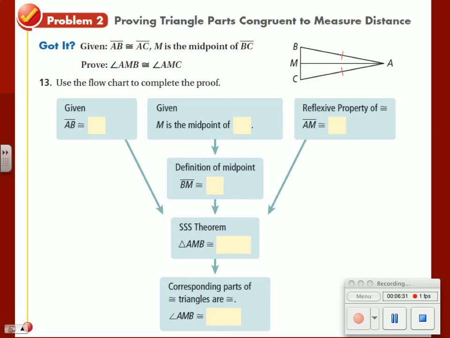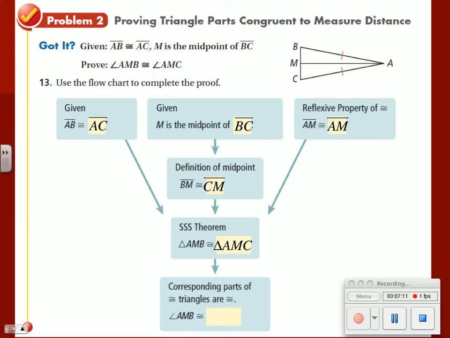So given that segment AB is congruent to segment AC, M is the midpoint of segment BC, and using the reflexive property of congruence, I can say that segment AM is congruent to segment AM. By the definition of midpoint, I know that segment BM is congruent to segment CM. So therefore, by side-side-side theorem, triangle AMB is congruent to triangle AMC.